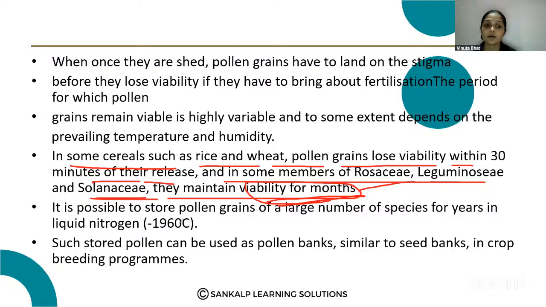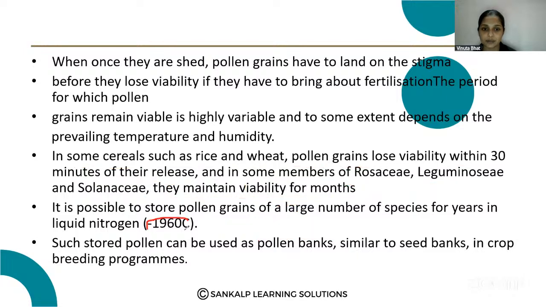And it is possible to store the pollen grains in liquid nitrogen at minus 196 degrees Celsius. So that is in liquid nitrogen. This temperature is important, and this is where it is stored.